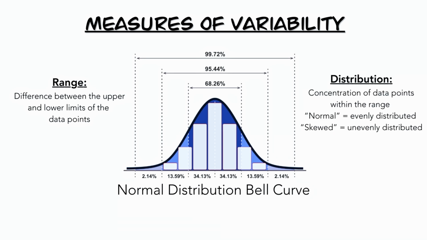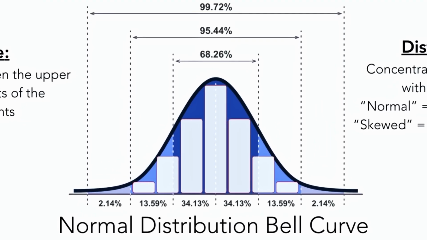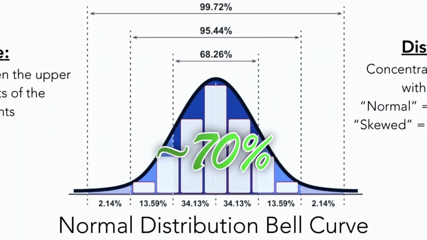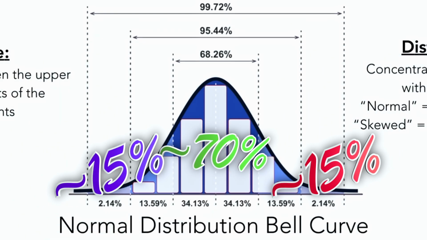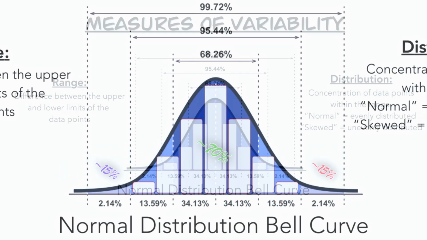And third, the distribution refers to the concentration of data points in any given area within that range, which could show up as skewed if the data are spread out unevenly, or if the data are evenly distributed like they are here, where the curve is relatively symmetric and the highest number of data points fall right around the middle. That's what's considered a normal distribution, and in that case, we expect to see about 70% of the data points in that central range, and the remaining 30% would be split evenly and stretch out relatively symmetrically on both sides.